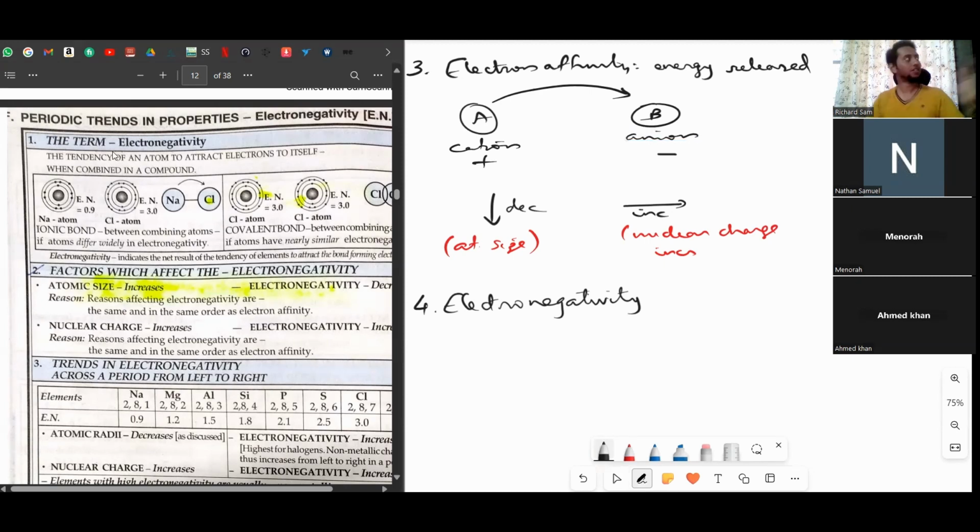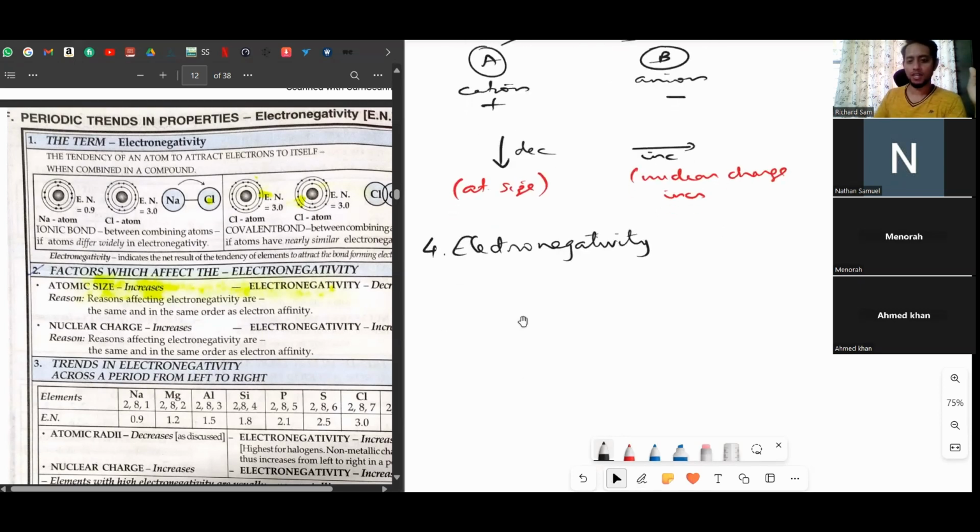For me, this definition makes more sense, which is here. Electronegativity is the tendency of an atom to attract electrons towards itself when combined in a compound. Okay, so write that definition here in your book.